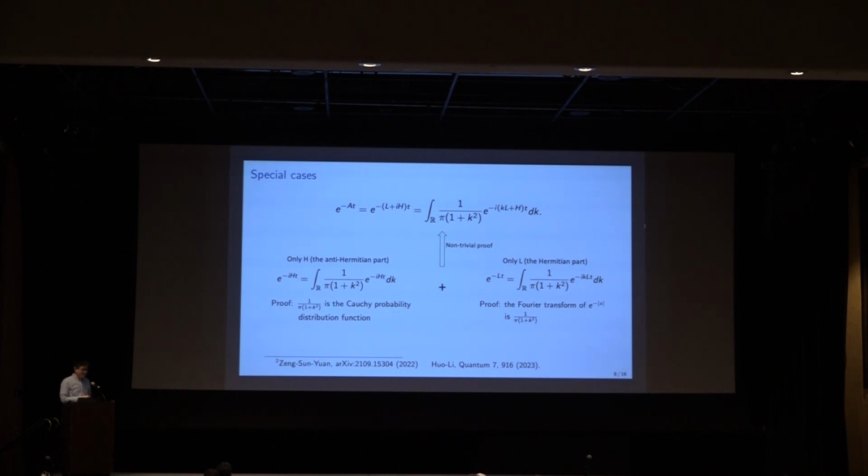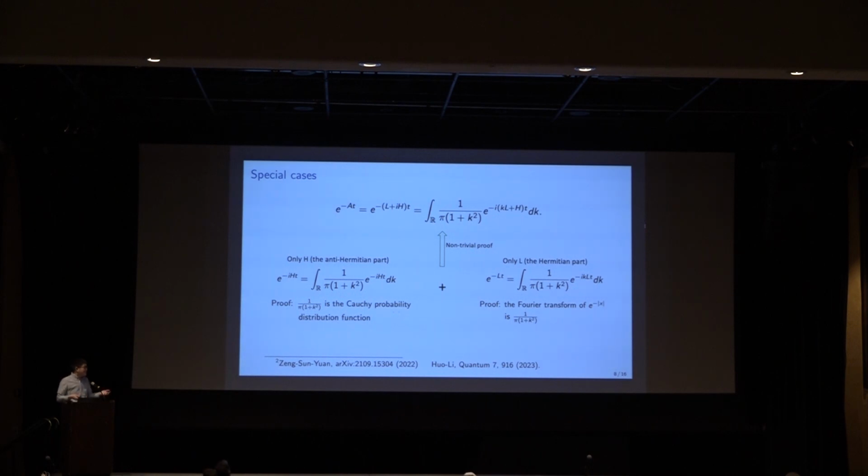A second special case is a little bit non-trivial. That is, if we only have the formation part, and we get rid of the anti-formation part I times H. In that case, the evolution operator that we care about is something like e to the negative IT, and it is kind of like the imaginary time evolution operator. And in that case, our combination formula becomes something like this.